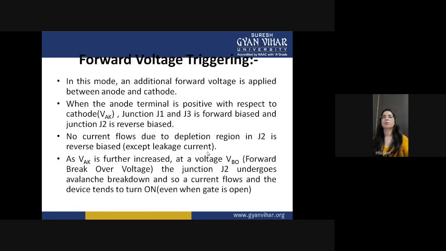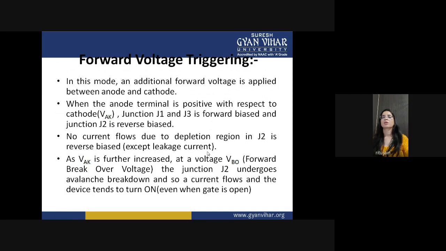Now let's come to forward voltage triggering. What is forward voltage triggering? As the name says, forward voltage triggering means that you have to apply some forward voltage across the thyristor terminals. When the anode terminal is positive with respect to your cathode, junctions J1 and J3 are in forward biasing, and junction J2 is in reverse biasing. So no current flows due to the depletion region in J2 because it is in reverse biasing.